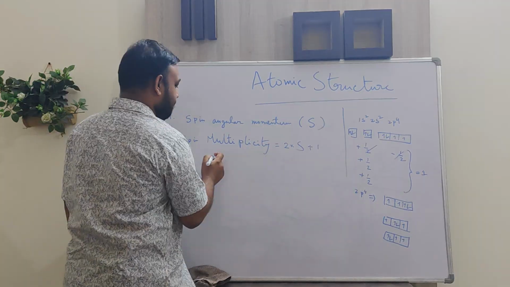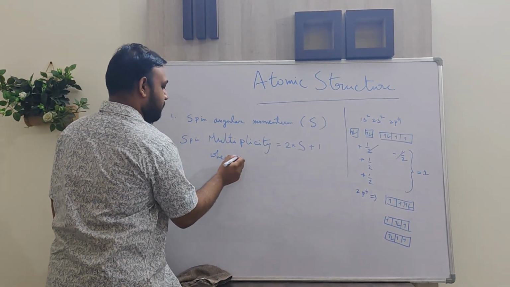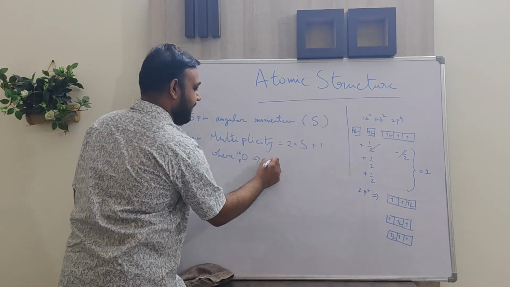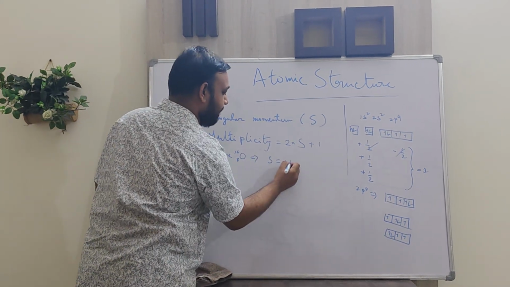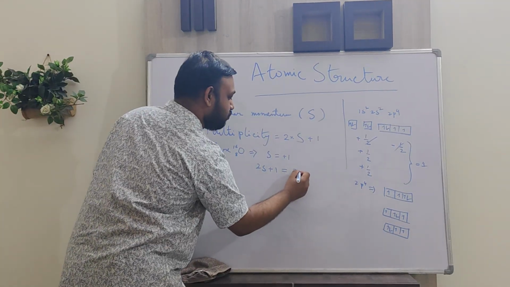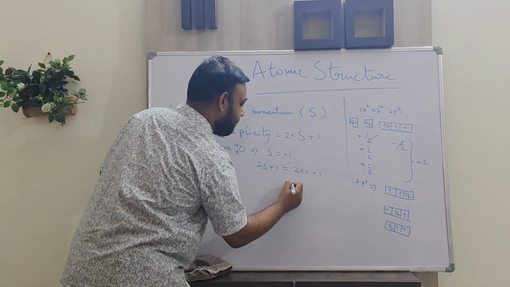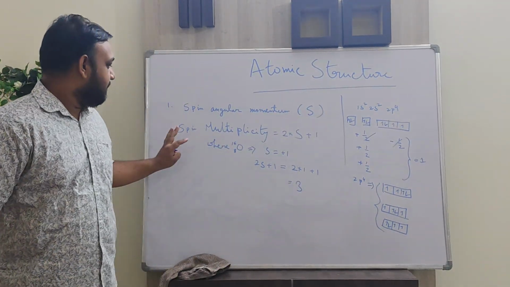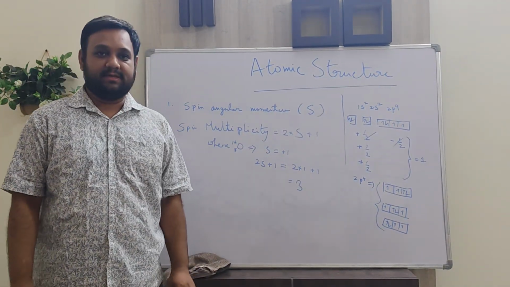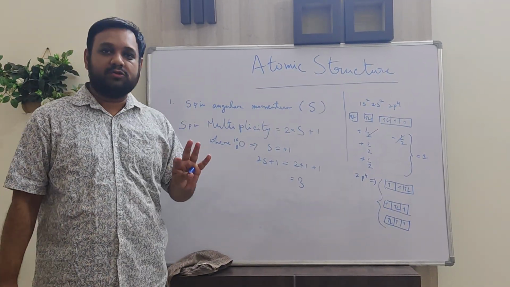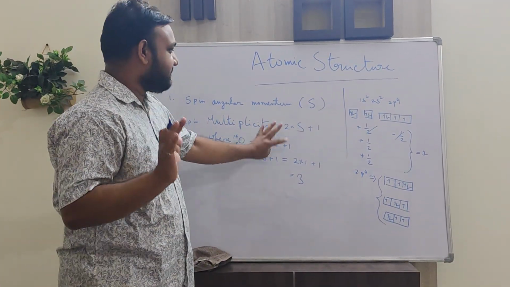Let's take an example: for oxygen, O 8 16, S we got is plus 1. So 2S plus 1 gives 2 times 1 plus 1, which is 3. That is the 3 possible states, implying the total spin multiplicity. So far so good, I think. If you have any doubts or questions, you can definitely discuss here.